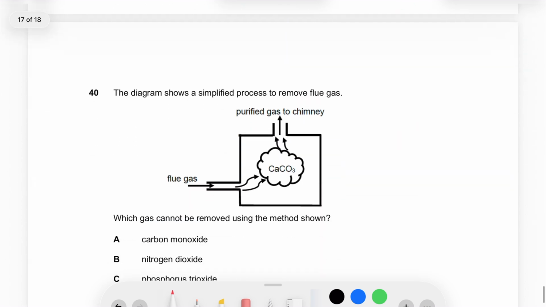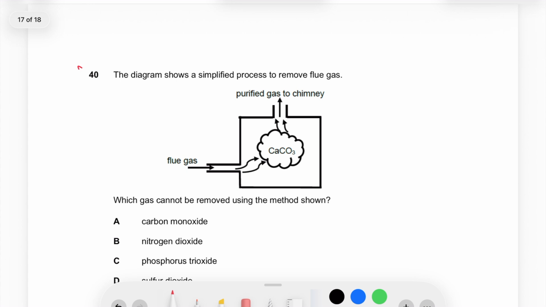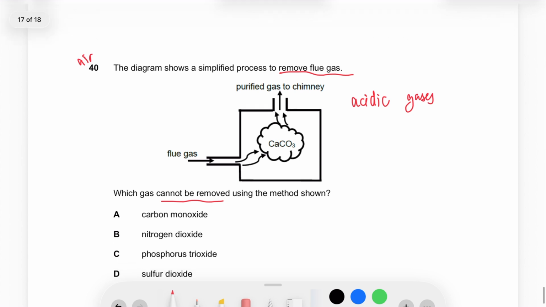Moving on, this is under air. This is under flue gas desulfurization, to remove the waste gas. Which gas cannot be removed? Flue gas desulfurization can only remove acidic gases. This one is acidic, so it will be removed. This is also acidic, will be removed. This will be removed. This is neutral, so this one will not be removed. So the answer is A, it's a neutral oxide.